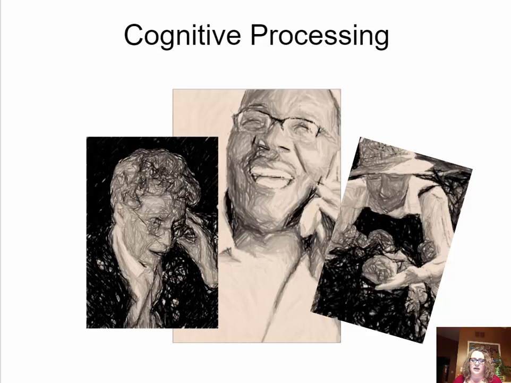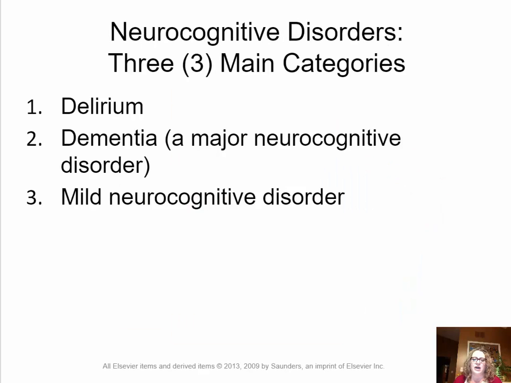Oftentimes, the term cognitive dysfunction or neurocognitive disorders is used interchangeably with the term cognitive disorders. So there are three main neurocognitive disorders, including delirium, dementia, and depression, which are considered the three Ds. These are discussed in more detail on page 339 in table 18-1.